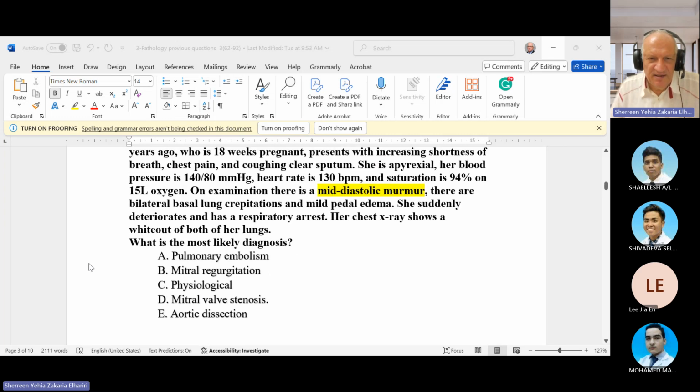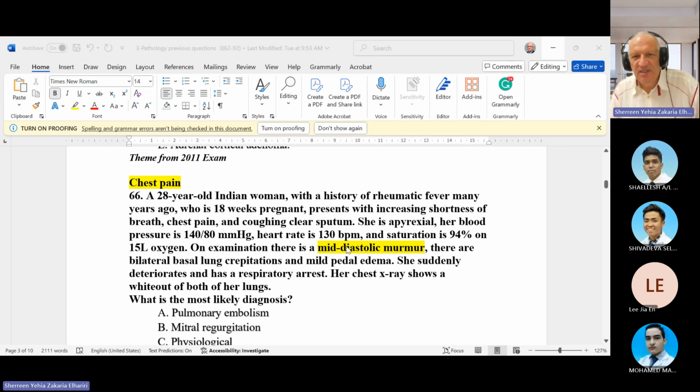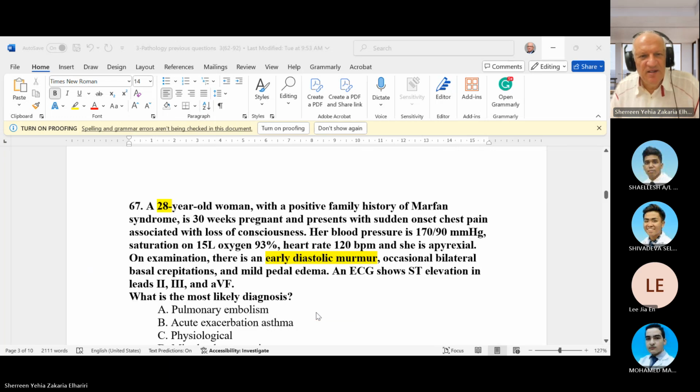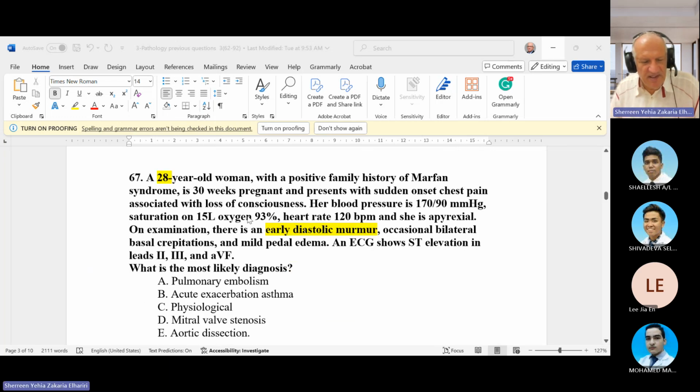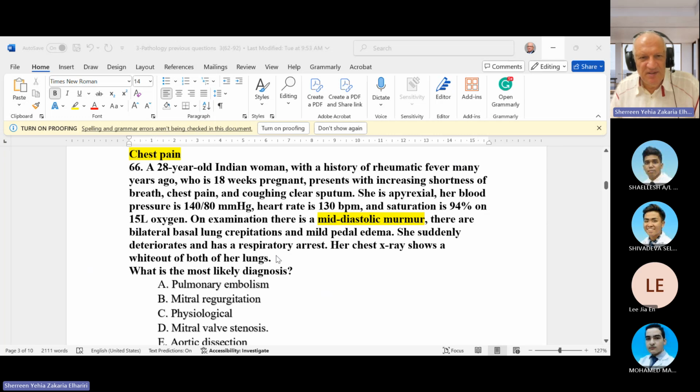So the key here is: mid-diastolic murmur occurs in which disease? Mid-diastolic murmur occurs in mitral valve stenosis. In mitral valve regurgitation, we have pansystolic. In mitral valve stenosis, we have mid-diastolic. So this is just to differentiate. The key of all this scenario is the type of murmur. If you know the type of murmur, you know the diagnosis. The same here, so here it is mid-diastolic.